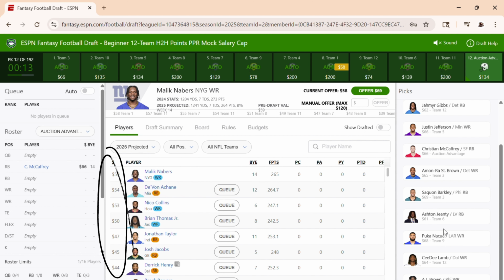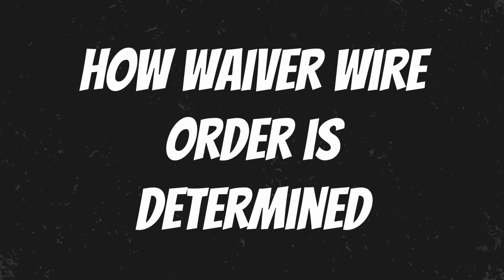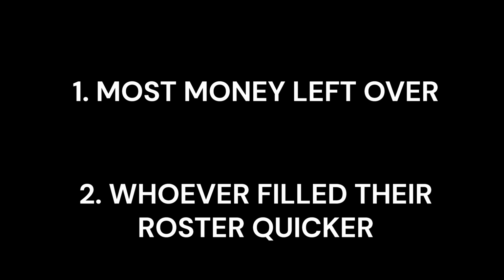The next secret is how the waiver wire order is determined. Now, disregard this if your league uses a FAAB or auction-based waiver wire. The waiver wire is decided by this. Whoever has the most money left over gets first dibs, and the tiebreaker is whoever filled their roster quicker. Now, why is this important? Post Week 1 waiver wire is the most important one of the season.